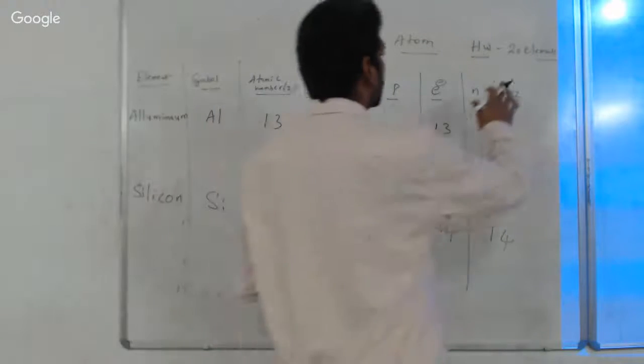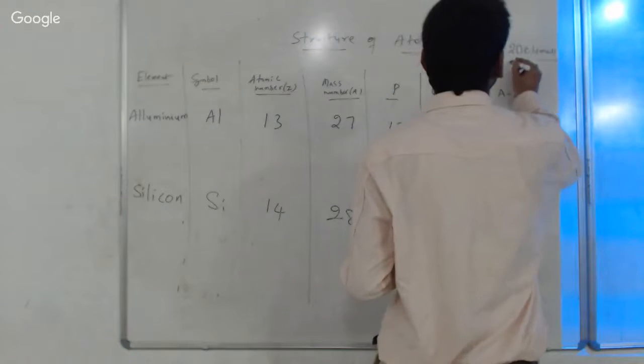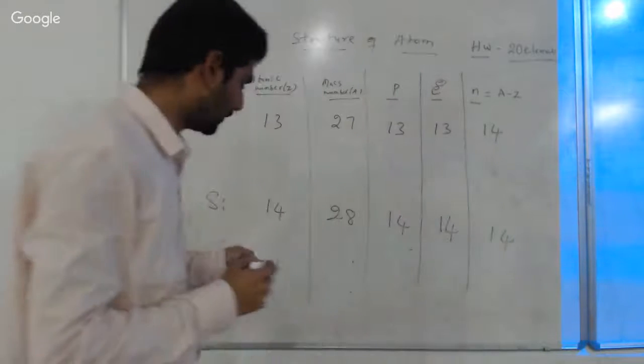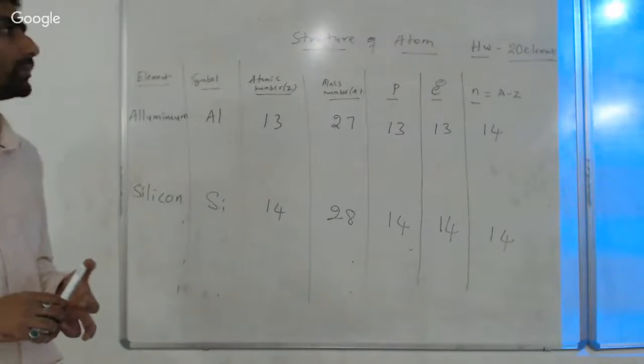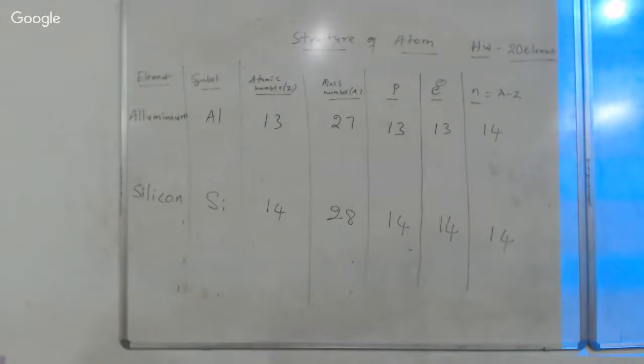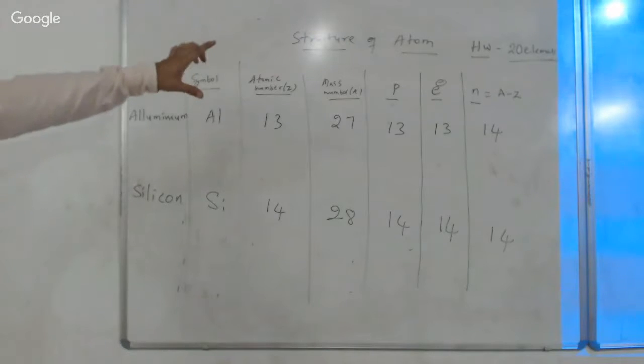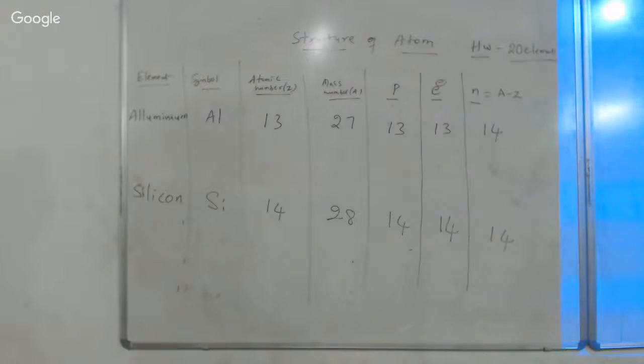Make it stable up to 20 elements. Next, silicon, phosphorus, sulfur, chlorine, argon, potassium, calcium. Atomic number, mass number, number of protons, number of electrons, and number of neutrons. This class we see the remaining elements. Homework is you read this table and make it stable up to 20 elements. This is your homework.